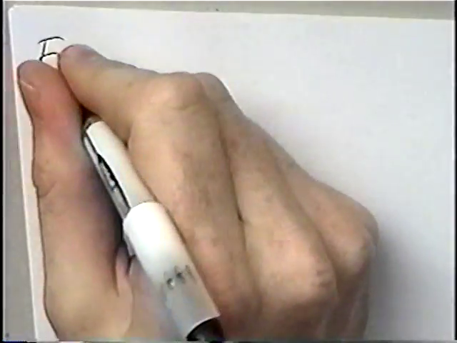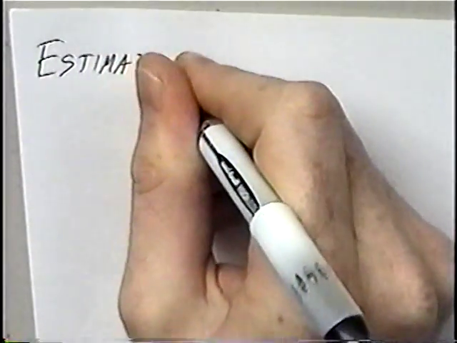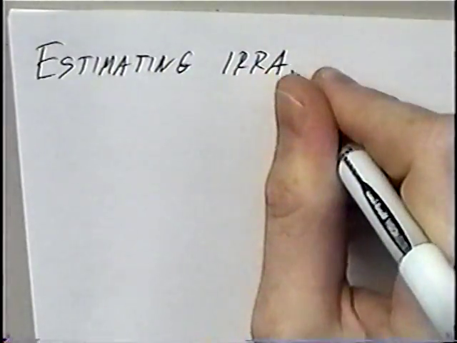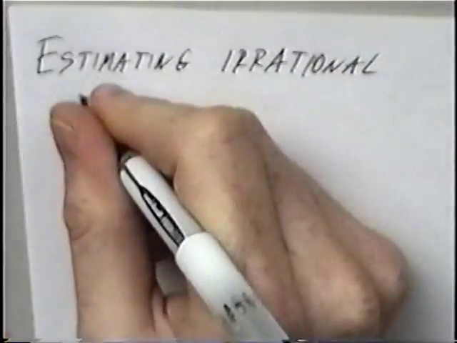Title of the last section is estimating irrational square roots.